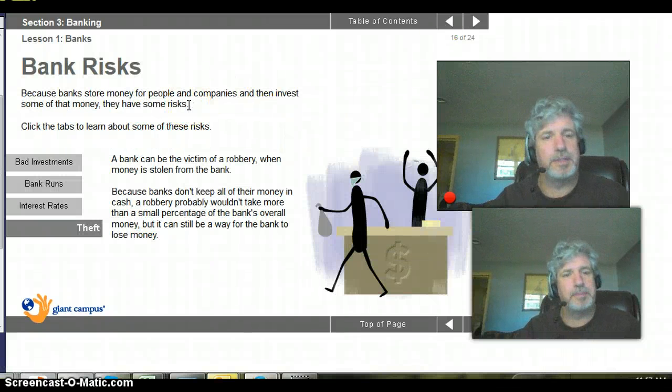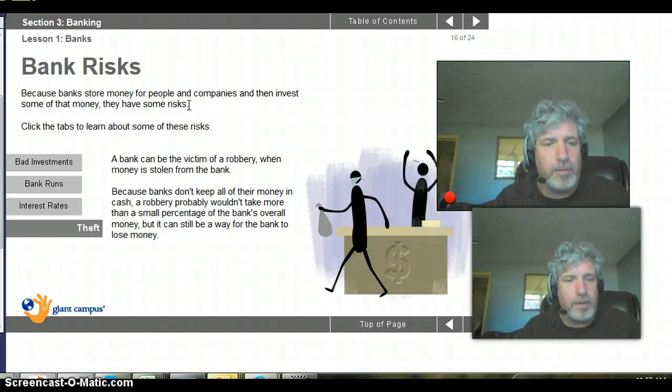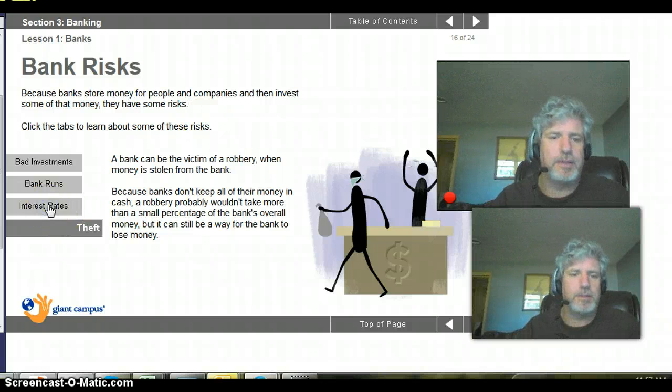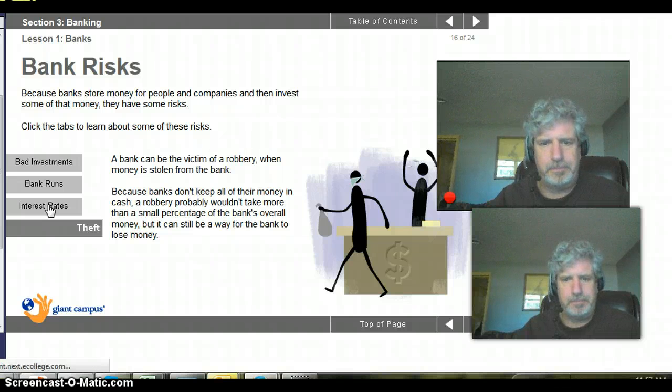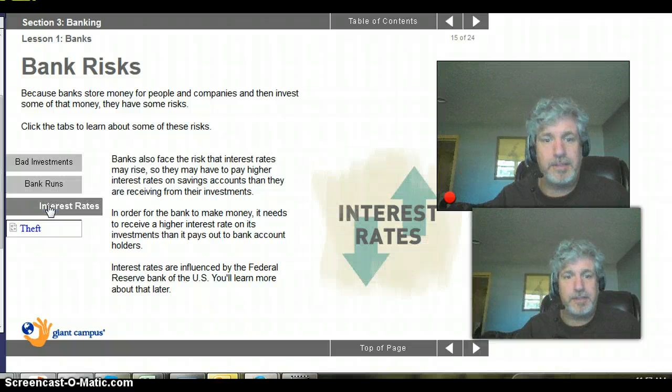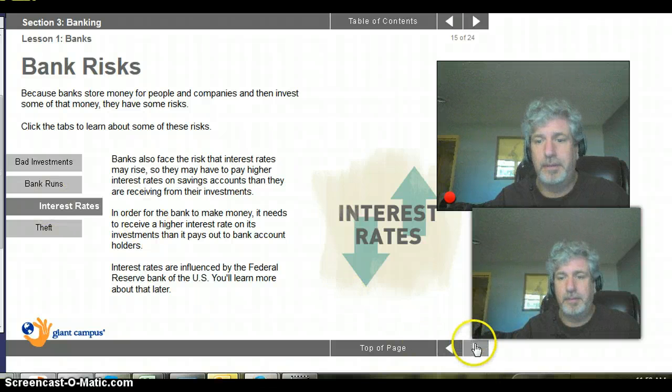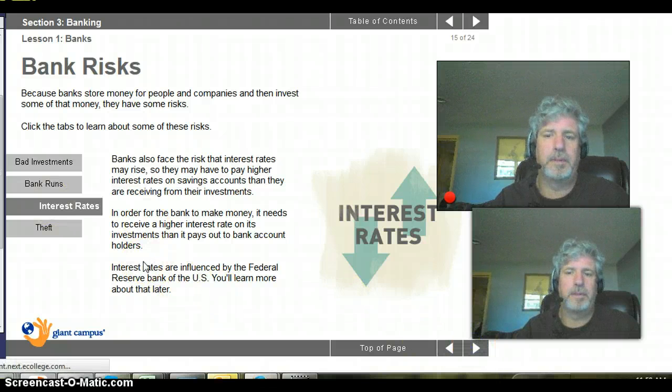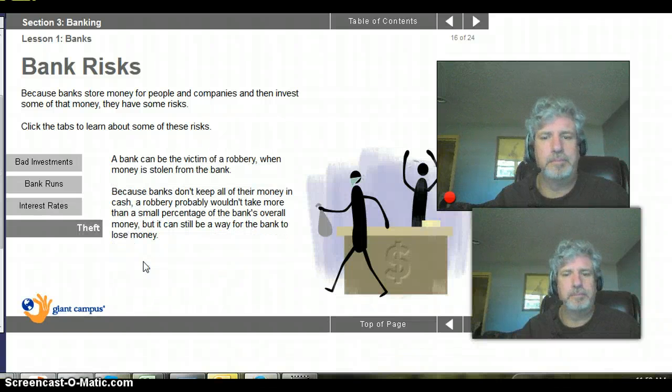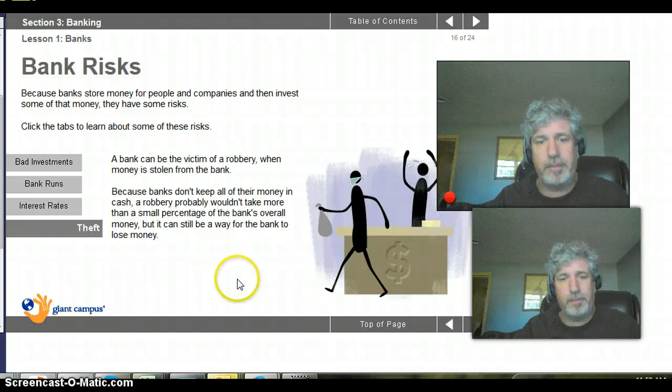We've talked about some risks that banks have when handling our money. One risk also is interest rates. Banks also face the risk that interest rates may rise, so they may have to pay higher interest rates on savings accounts than they are receiving from their investments. A bank can also be the victim of a robbery, whether that be cyber or a robbery of a bank.